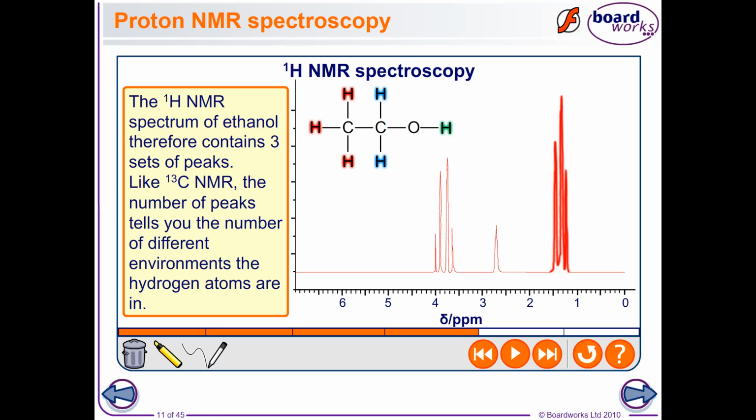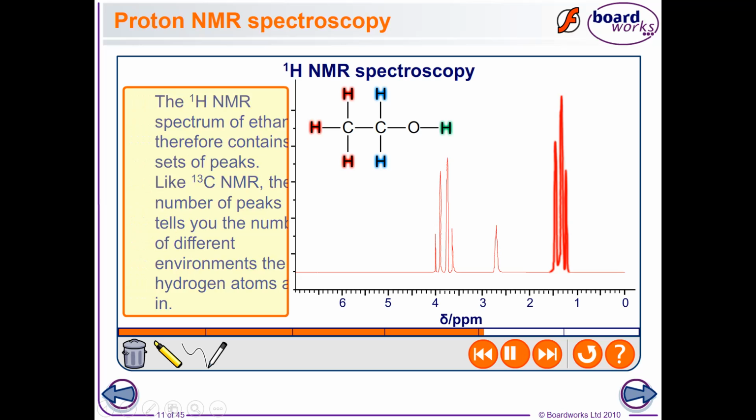They are furthest away from the oxygen, so they are shifted the least. This peak are these here. They will be shifted the next amount, if you like, because they're closer to the oxygen. And this one, which is attached to the oxygen, is over here, not there. Okay, got that? Good. Don't worry about the splitting just yet.